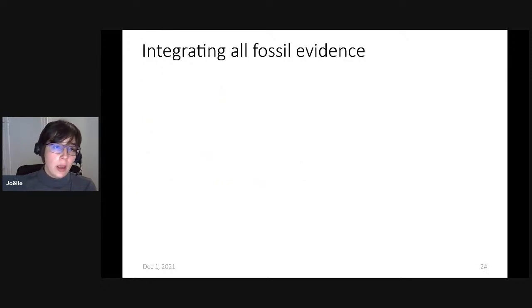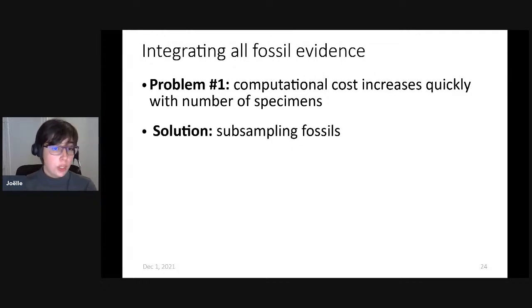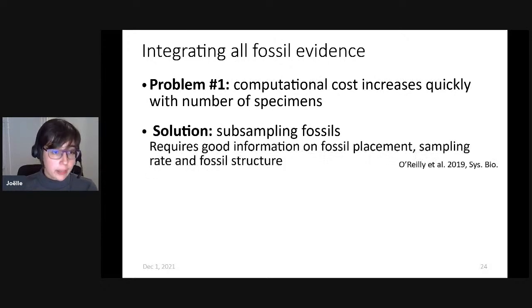One big limit is the computational cost, because within the FBD process, each new fossil specimen is integrated as a tip in the tree, so it increases the tree size. And well, phylogenetic inference in general, not just with the FBD, is very strongly dependent in terms of cost on the number of tips in the tree. So adding new fossils is going to increase the computational cost very rapidly. One solution to that problem is to subsample fossils. Take a representative sample of all the fossil evidence that is available for a clade and run with that.